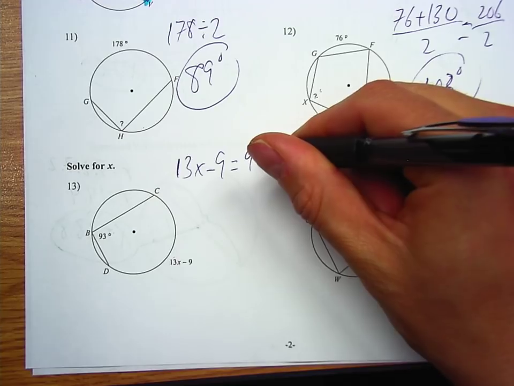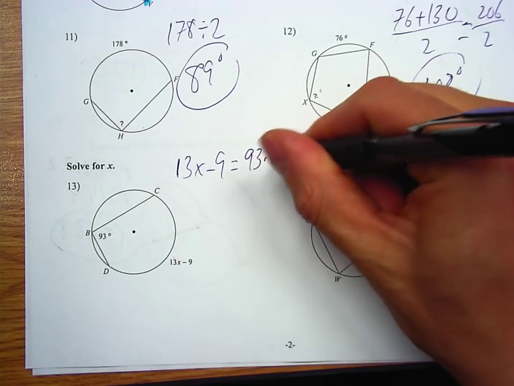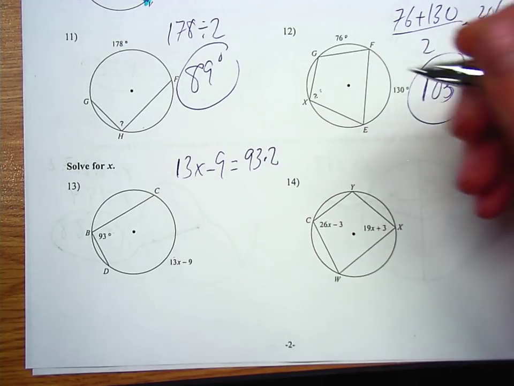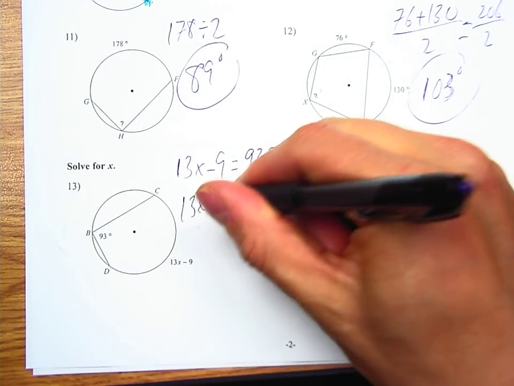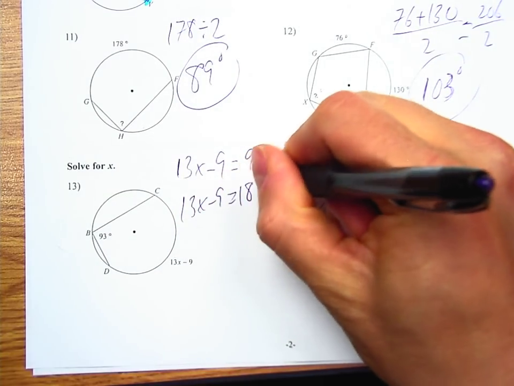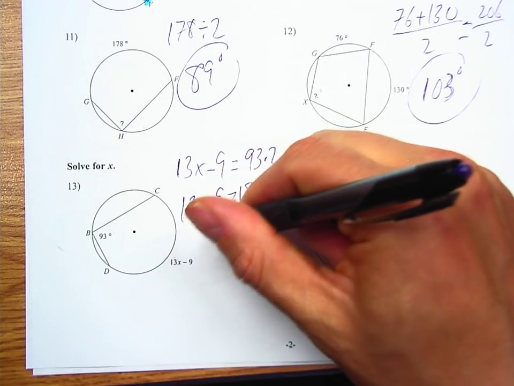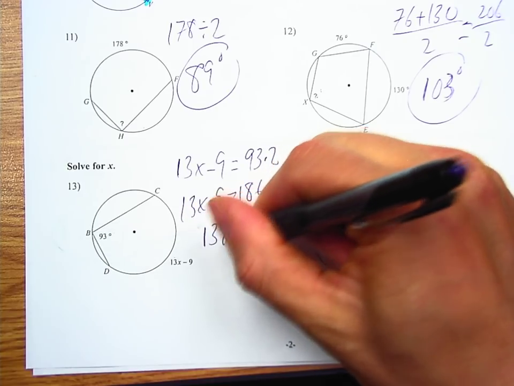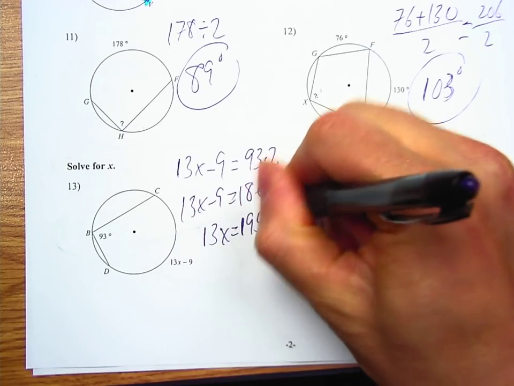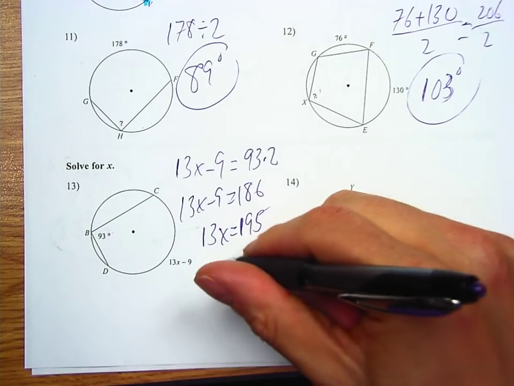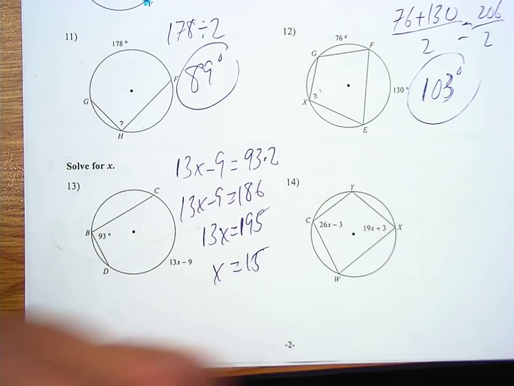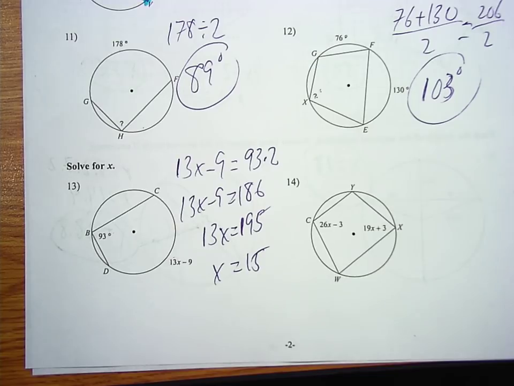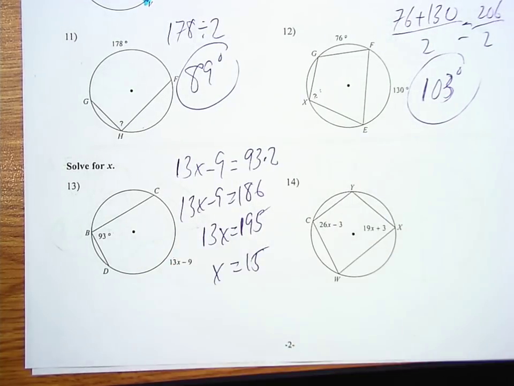So I'll set 13x minus 9 equal to 93 doubled. In other words, 186. So 13x minus 9 is equal to 186. Adding 9 to 186 yields 195. And dividing by 13 yields x equals 15. I can verify my work here by typing that 15 back in for x. So I can take 13 times 15 minus 9, and that will equal 186. All right, next item.